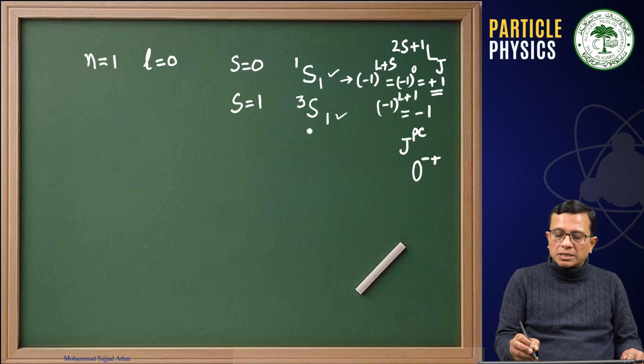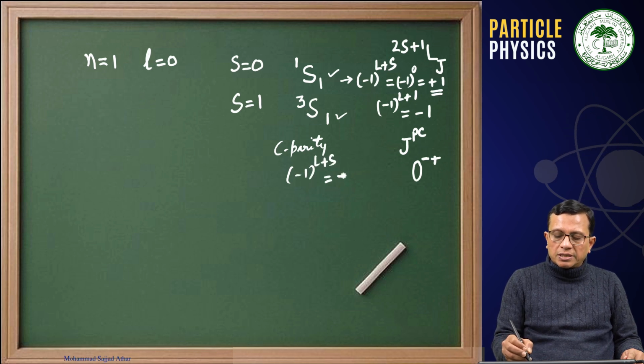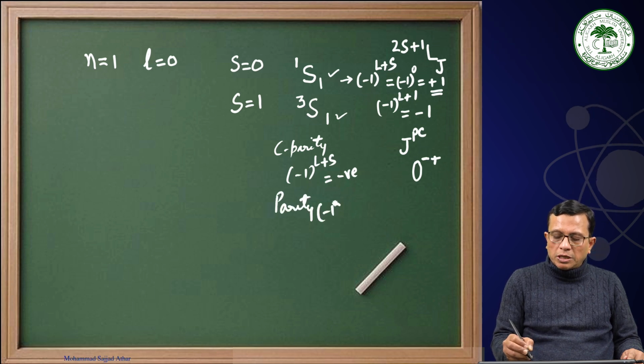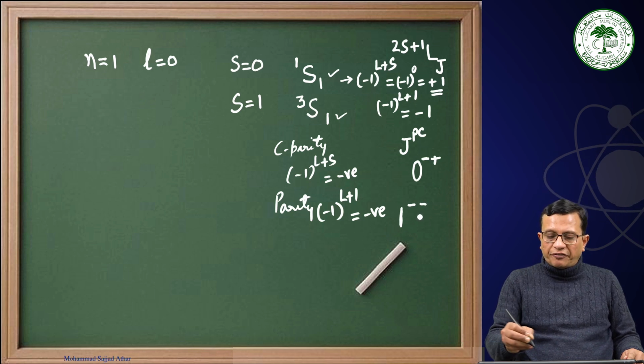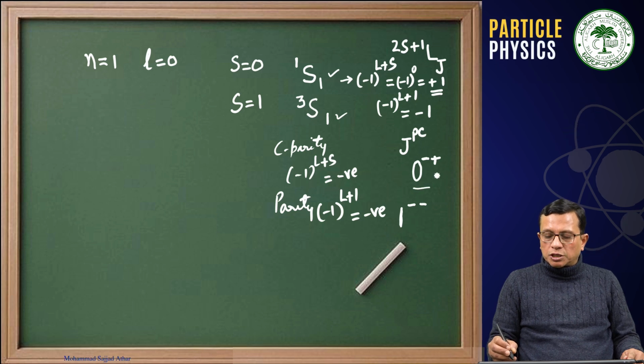Now if we talk about the other state, the C parity will be minus 1 to the power L plus S, and L is 0, S is 1, therefore this is negative. Parity is minus 1 to the power L plus 1, L is 0, therefore this is negative. Therefore this state will have J is 1, L is 0 and S is 1, parity negative, C parity negative, so this is 1 minus minus. Therefore the first state has 0 minus plus, the second state has 1 minus minus.